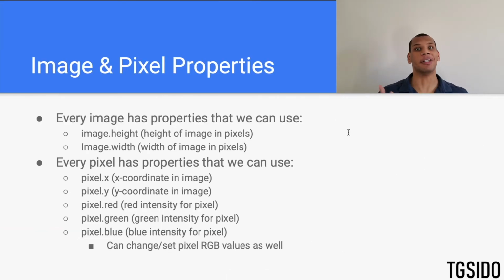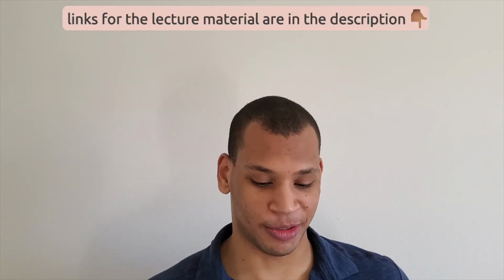And now for some image and pixel properties. Every image has properties that we can use. image.height gives you the height of the image in pixels, and image.width gives you the width of the image in pixels. Also note that every pixel has properties that we can use. pixel.x gives you the x coordinate in the image. pixel.y gives you the y coordinate in the image. pixel.red gives you the red intensity for a specific pixel, pixel.green gives you the green intensity, and pixel.blue gives you the blue intensity. Note that you can also change or set the pixel RGB values as well. Keep that in mind. And now to the lecture examples.